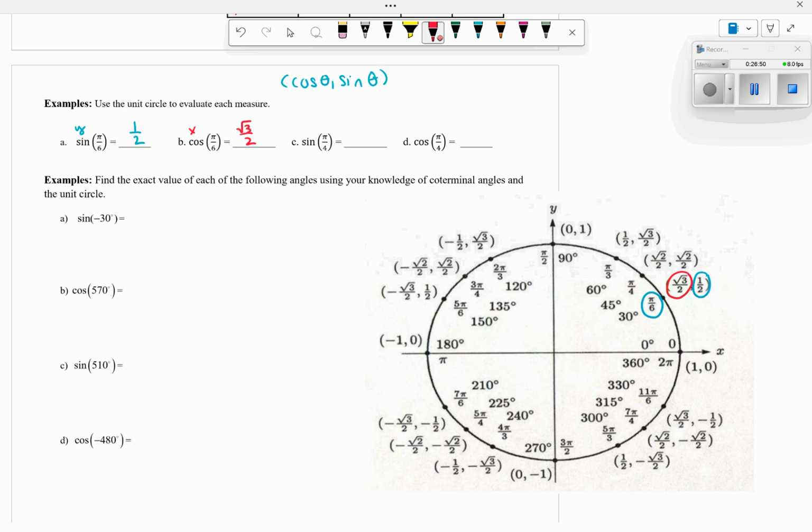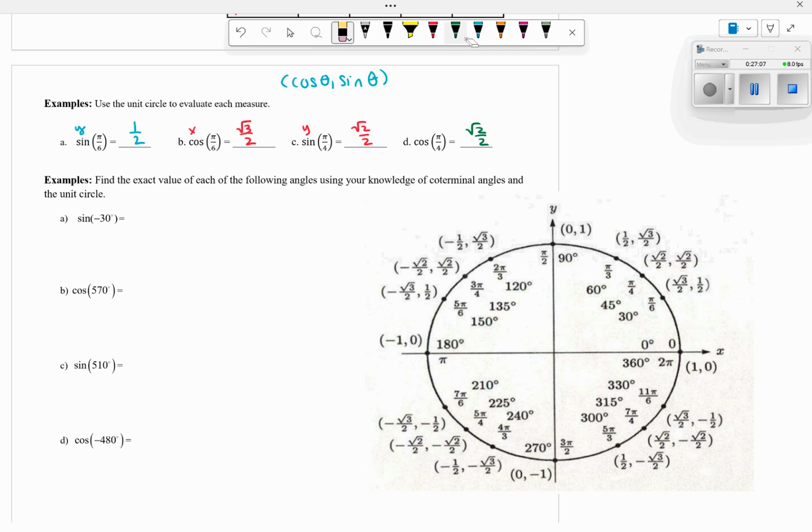The sine of pi over 4. So here's pi over 4. The sine is the y coordinate. So the y coordinate would be root 2 over 2. And then the cosine would be the x coordinate, root 2 over 2 for cosine of pi over 4.